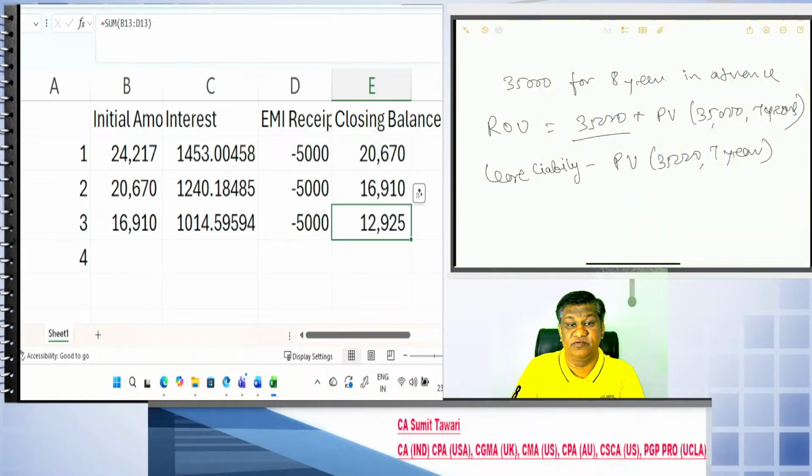Okay, and if I calculate again for the second year, this is my interest. This is ROU asset. ROU asset as it is same. Okay, so total lease expenses is 39,770. This is my lease payment and this is my closing balances.